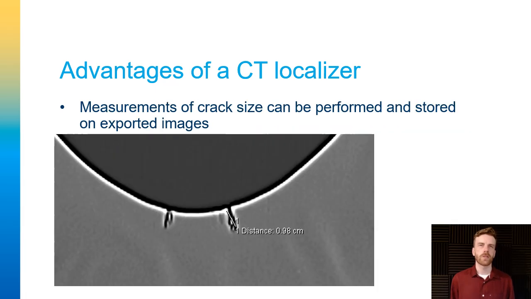Another advantage of the CT localizer is that if the table height is set so that the gown is at isocenter, the size of any damage can be measured accurately and annotations can be stored on exported images.